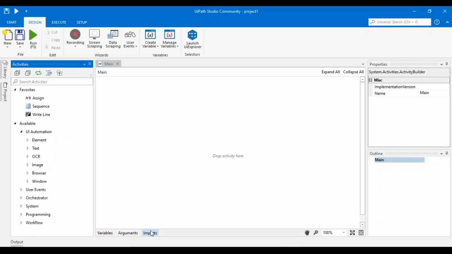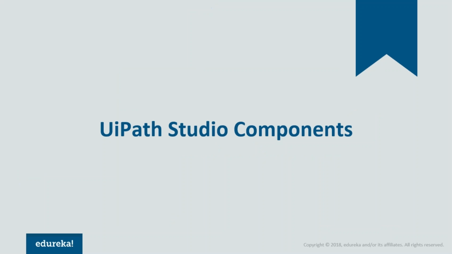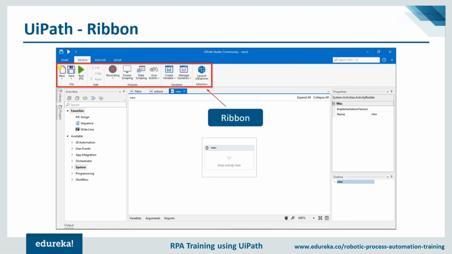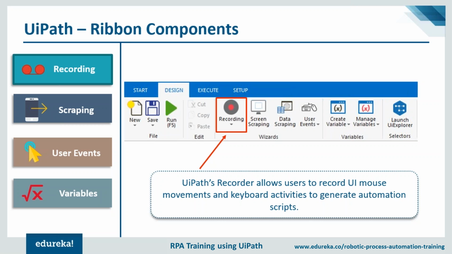At last, if you see the bottom section of the UiPath tool, it has variables, arguments, and imports. This is the section wherein you'll be creating variables, deleting variables, and also dealing with arguments. So guys, that was a summary of all the components of UiPath Studio. So now let us discuss each one of these components one by one. Let's jump into the first component, that is ribbon. So ribbon has four features that are very useful. These four features are recording, scraping, user events, and variables. So let's discuss them one by one.